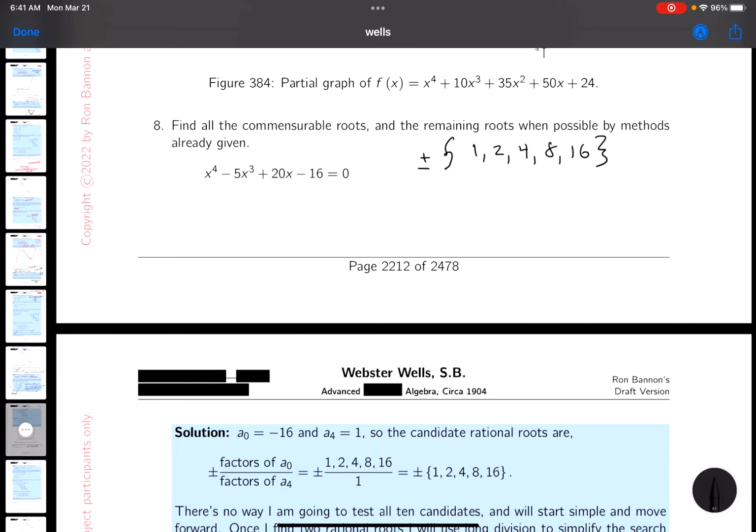How many are there to consider? 1, 2, 3, 4, 5 to consider. What I recommend to do is just test out some small ones first. And I'm going to go with f of 1 first.